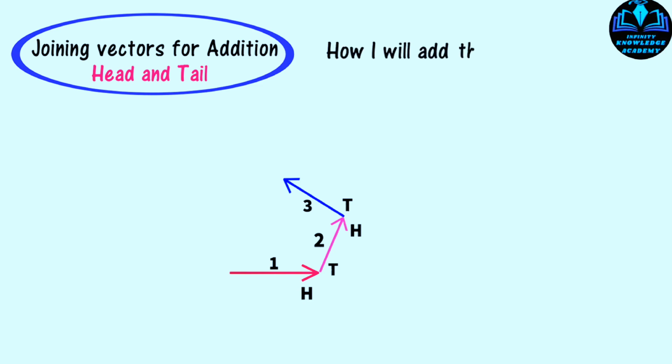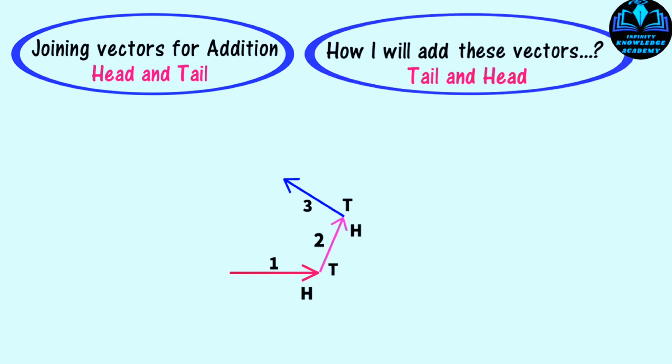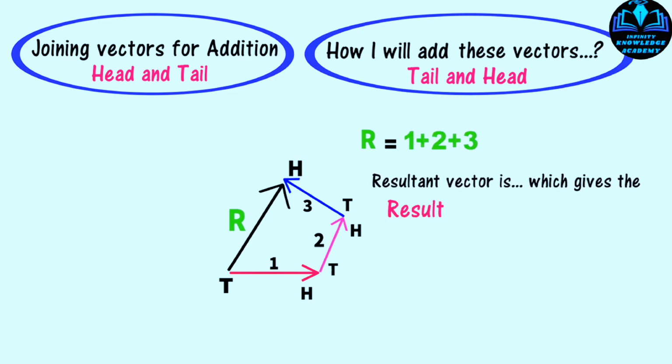Now how will I add all of these vectors? Then I will use another trick. The trick is the tail and head trick. I will join the tail of the first vector with the head of the third vector, and this is the resultant vector. This resultant vector is actually giving me the addition of these three vectors, 1 plus 2 plus 3. And remember, the resultant vector is a vector which gives the result of all these three vectors.